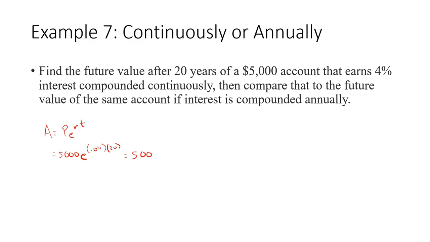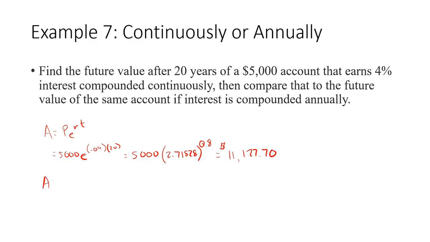You're going to want to look for the e button on your calculator, or you can use 2.71828 to the 0.8 power. The e button is generally above the natural log or the ln button, if you're looking for that on your calculator. If we want to plug this in and multiply, remember to do the exponent first and then multiply by 5,000. You get $11,127.70. So after 20 years, you have $11,000 if it's compounded continuously.